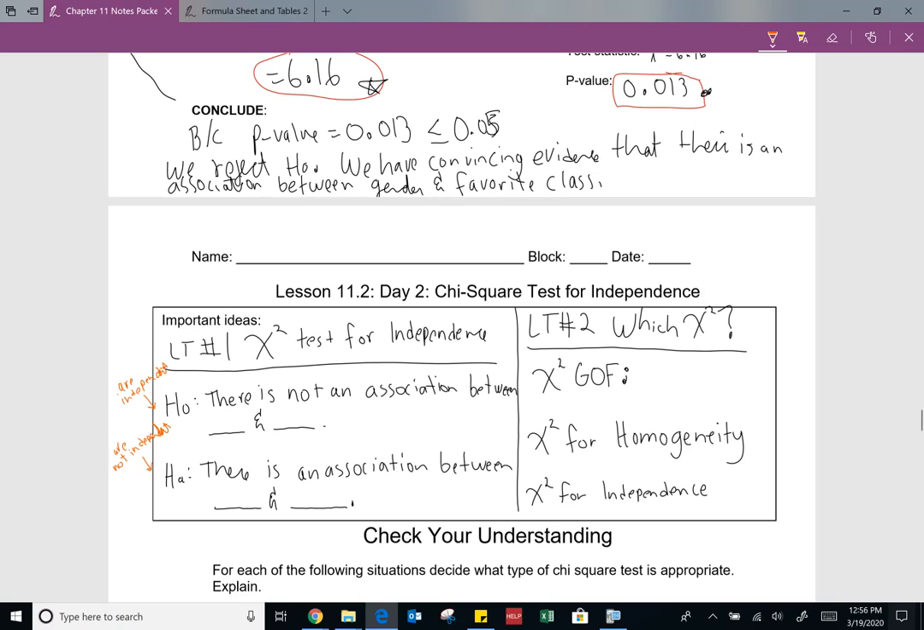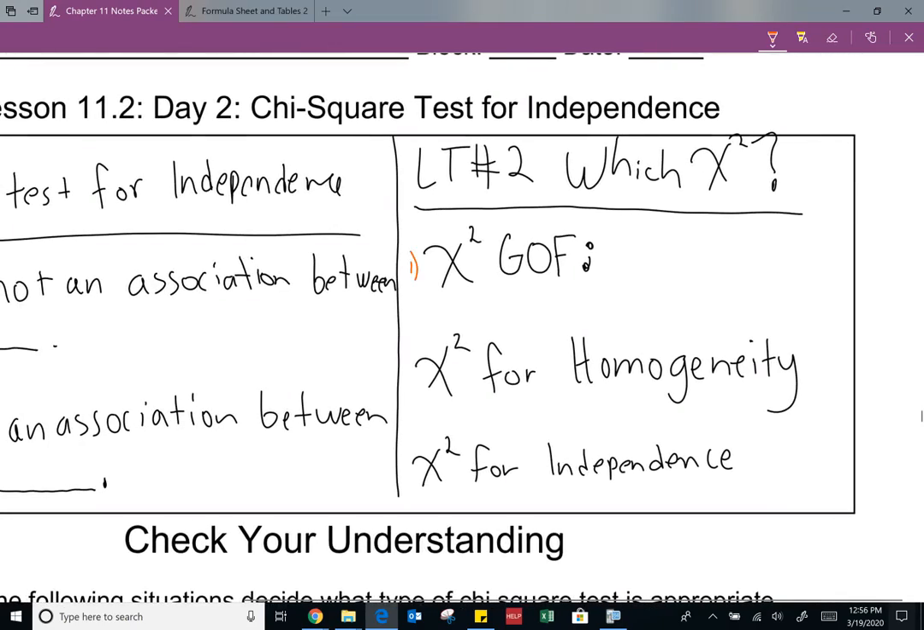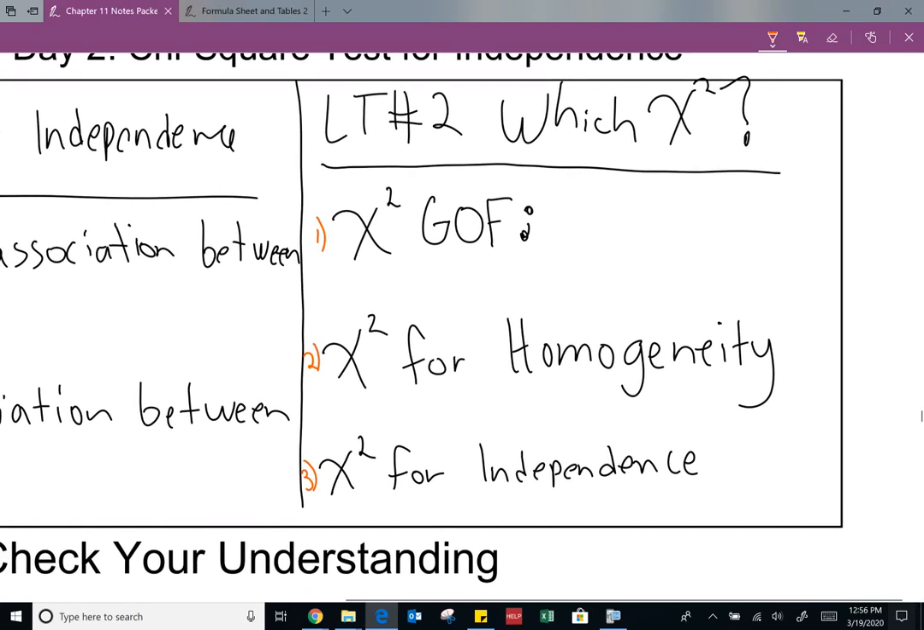Learning target 2. Which chi-square test should I use? Well, we've learned 3: goodness of fit, homogeneity, and independence. So when do you use which? It really just depends on the question, and specifically, it depends on how many samples the experimenter or surveyor took, and how many variables we are comparing.